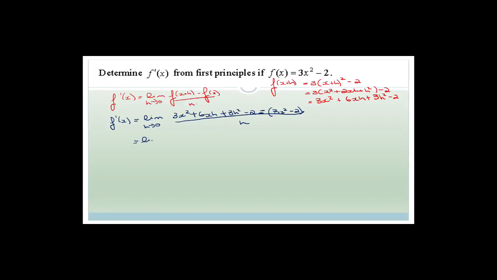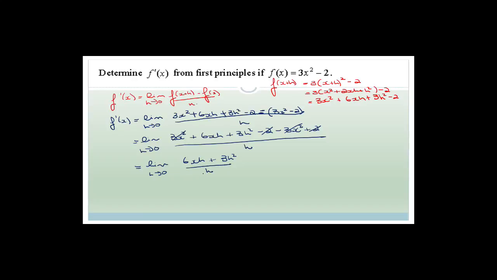Okay, so it becomes the limit as h tends to 0 of 3x squared, and all we're going to do in this step is get rid of these brackets. So 3x squared plus 6xh plus 3h squared minus 2 minus 3x squared plus 2, all over h. Do you see we can now cancel? 3x squared cancels with minus 3x squared, and minus 2 cancels with plus 2. So we get the limit as h tends to 0 of 6xh plus 3h squared, all over h.